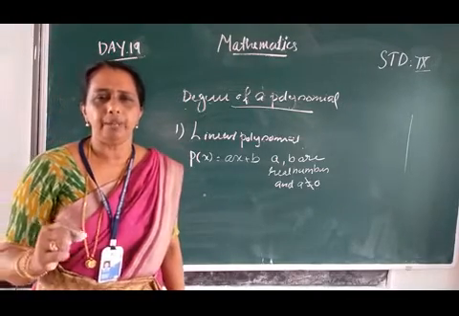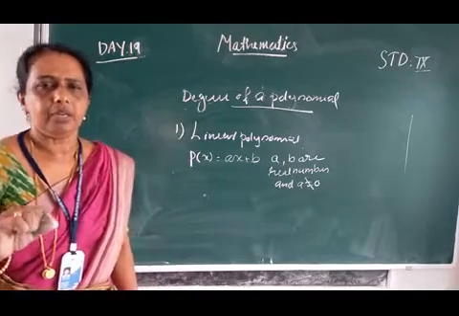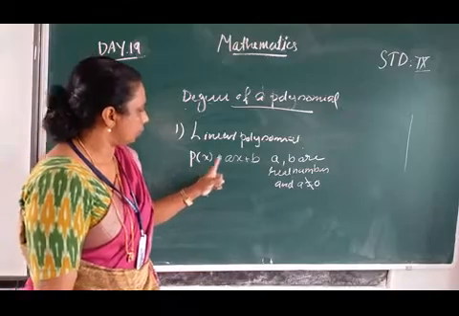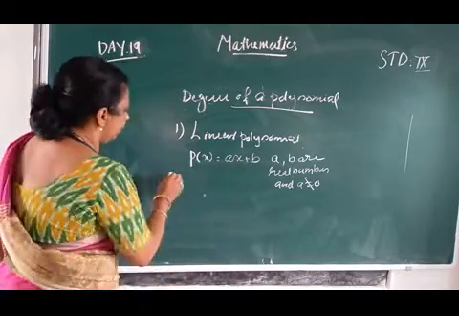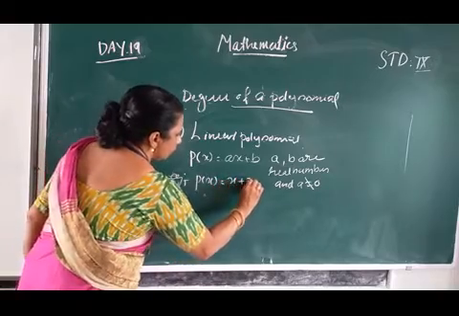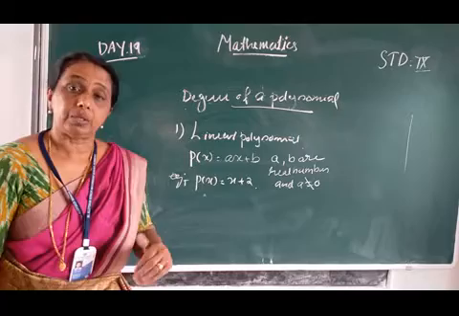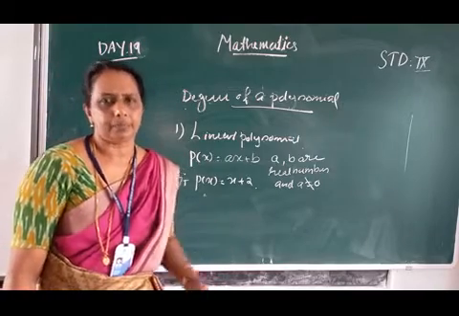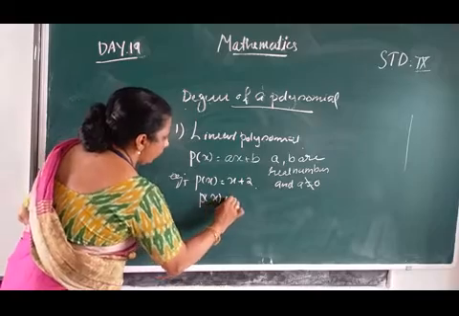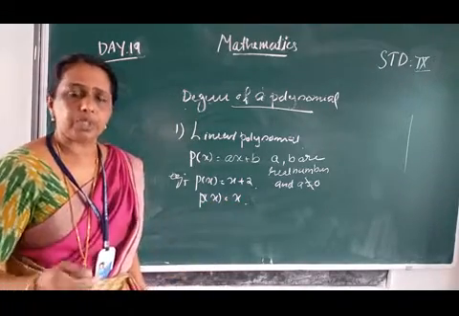Next, a polynomial in the variable x having degree 1 we can write as p of x is equal to ax plus b. For example, p of x is equal to x plus 2. That is a linear polynomial having at most 2 terms. Or p of x is equal to x. This is also a linear polynomial. There is only one term.